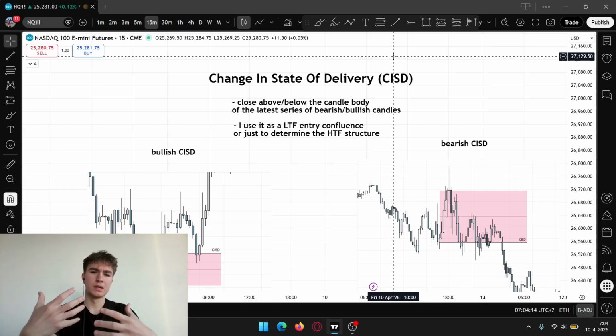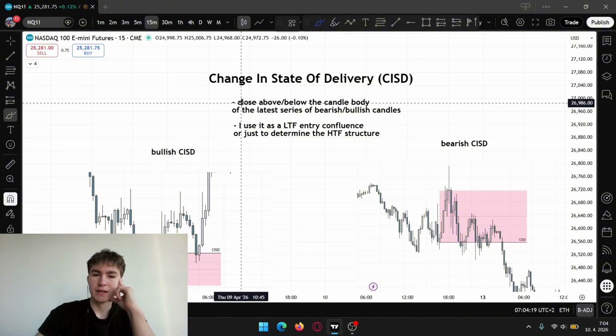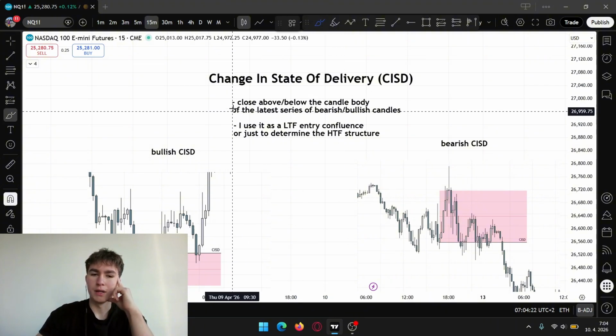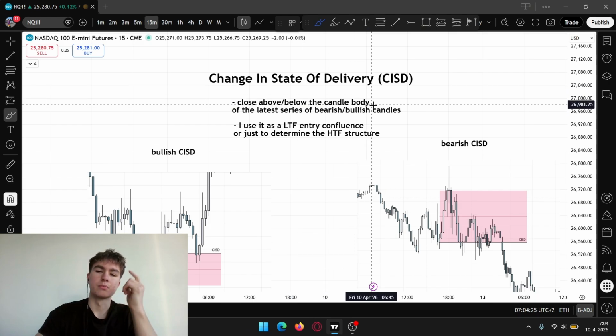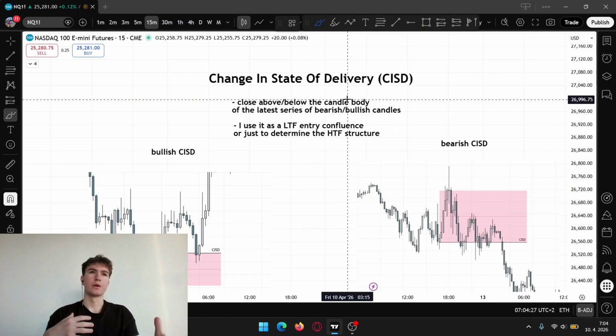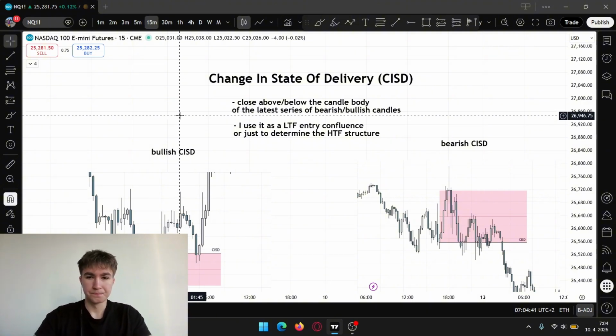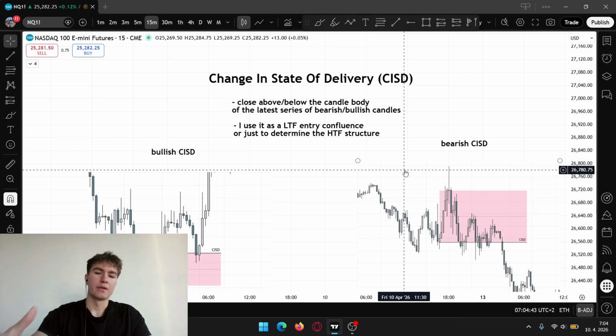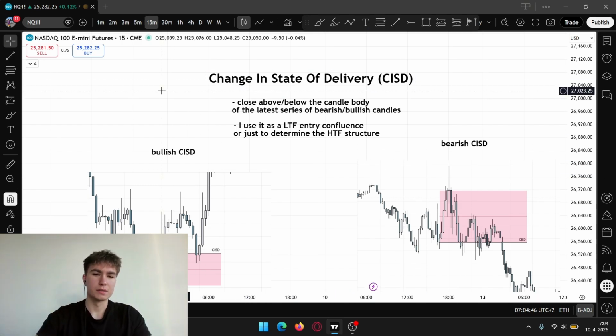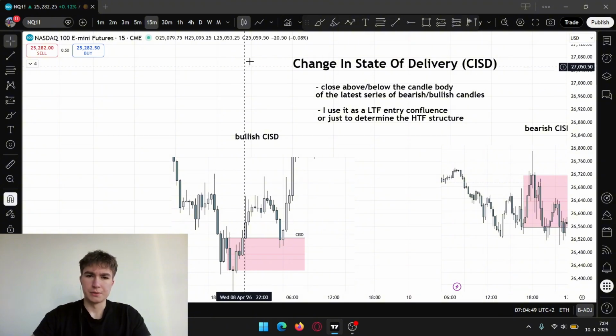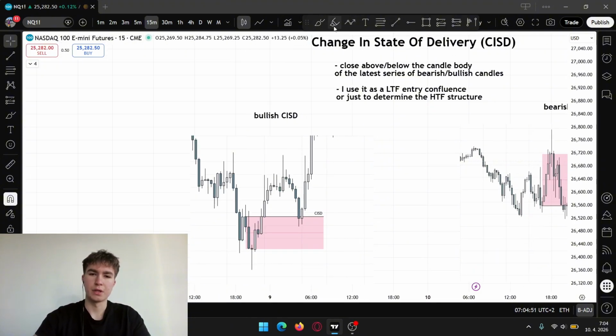So what does the change in state of delivery actually mean? It is defined as a close above or below the candle body of the last series of bearish or bullish candles, depending on whether we are looking for longs or shorts. I generally use it as a lower time frame confluence for an entry model, or to determine the higher time frame structure whenever I'm forming a bias. So that's pretty much it, but mainly for the entry confluence.